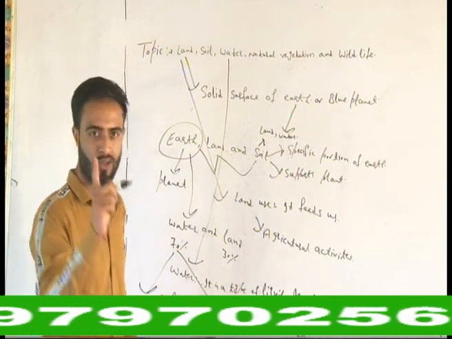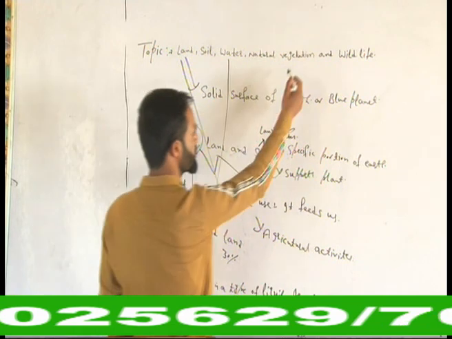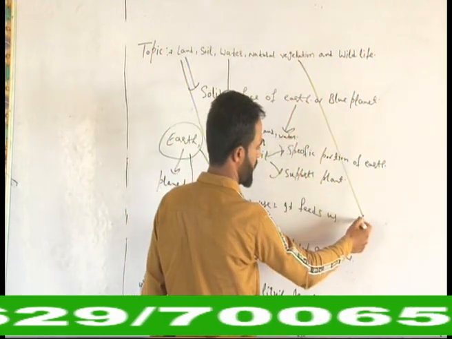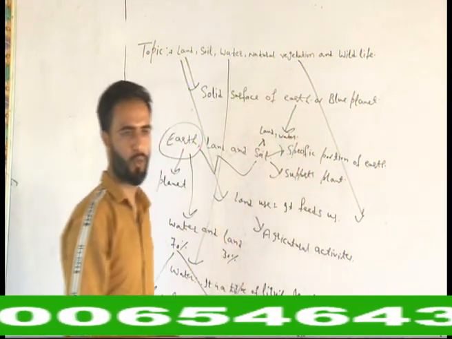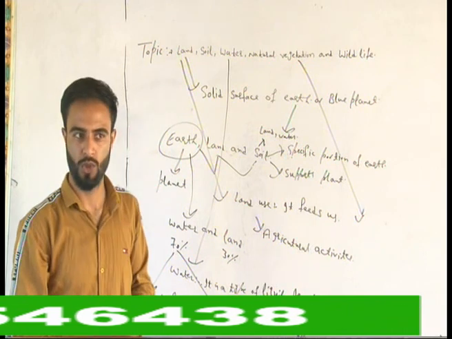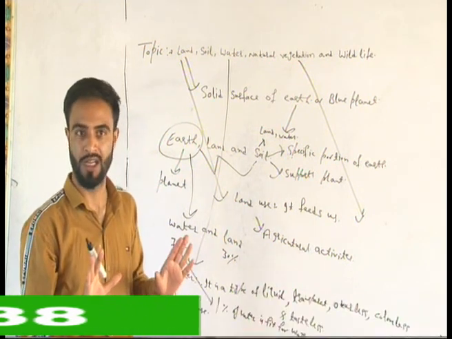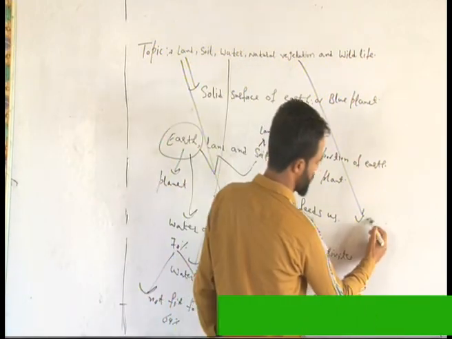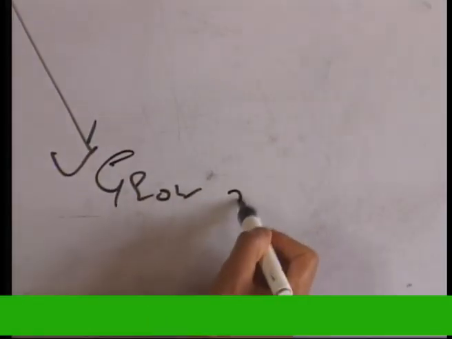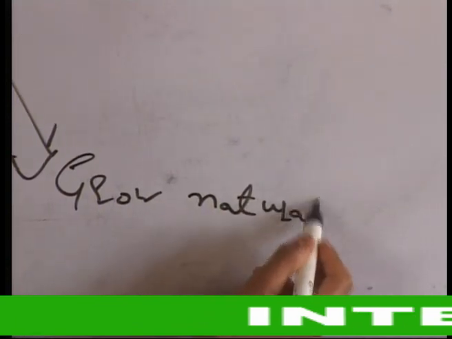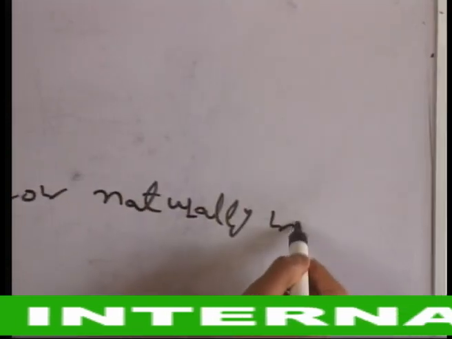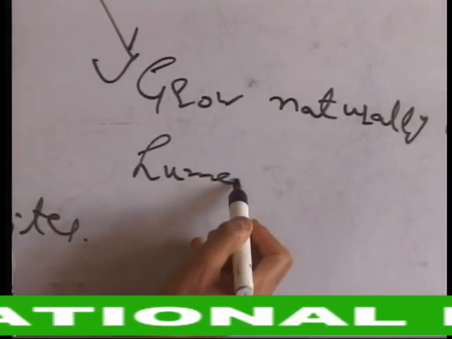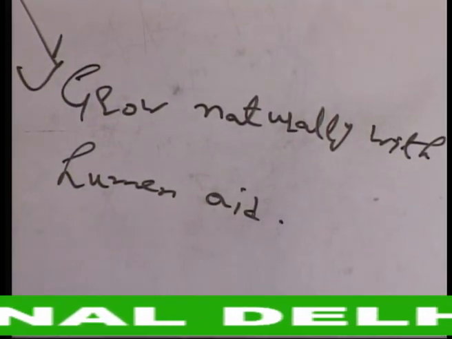Third one is natural vegetation. Natural vegetation means that cultivation which grows automatically without human aid, which grows by means of nature, grows naturally without human aid. इससे क्या जाहिर होता है?